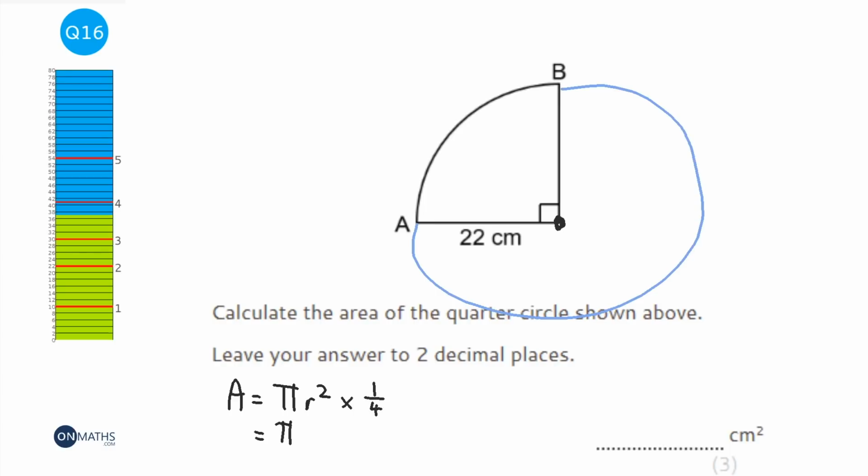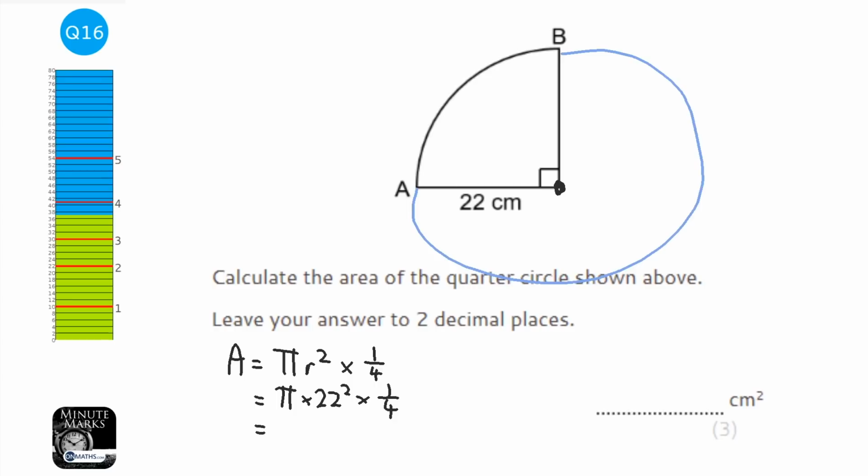So it's going to be pi times r, which is 22 squared, times a quarter. So I'm going to do that on my calculator. Pi times 22 squared, and then you can press equals and then just divide it by 4. That's the same as timesing it by a quarter. And the answer I get is 380.1327 blah blah blah. And so to two decimal places, that's going to be 380.13.